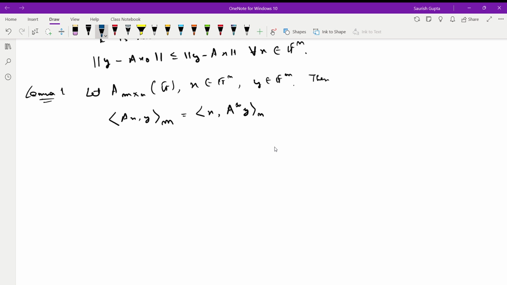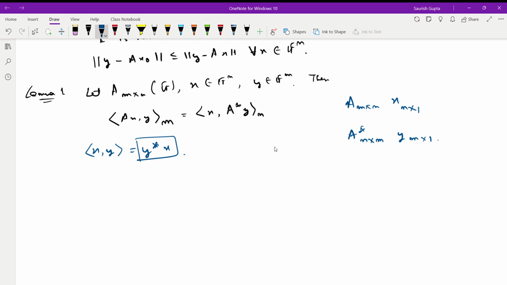See, A has dimension M cross N, X has dimension N cross 1. A star will have dimension N cross M, and Y has dimension M cross 1. Clear? We define the inner product of X and Y, where X and Y are column vectors, as Y star X.